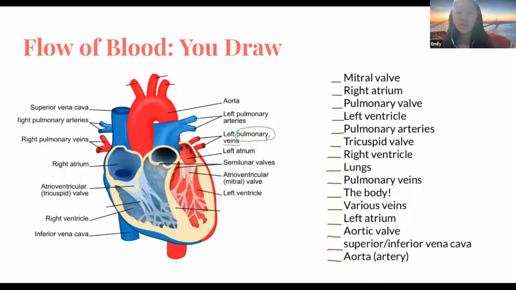So once we go to the lungs, we're going to come back in these pulmonary veins. And once we're in the pulmonary veins, we're going to end up in the left atrium with our oxygenated blood. So the left pulmonary veins and the right pulmonary veins, that just means coming from the right lungs or left lungs, come into our chamber of the heart, the left atrium. And from the left atrium, where do we think we're going to go from there?